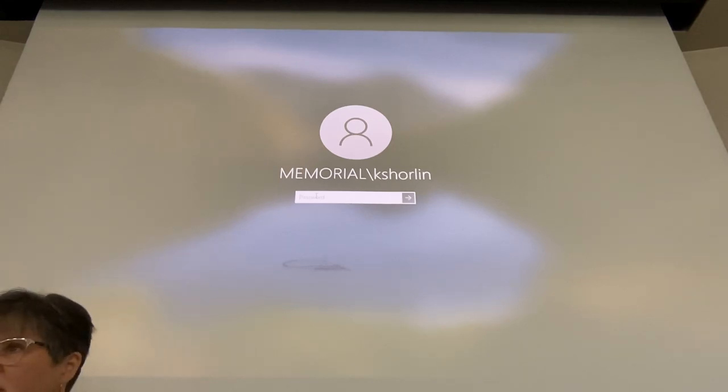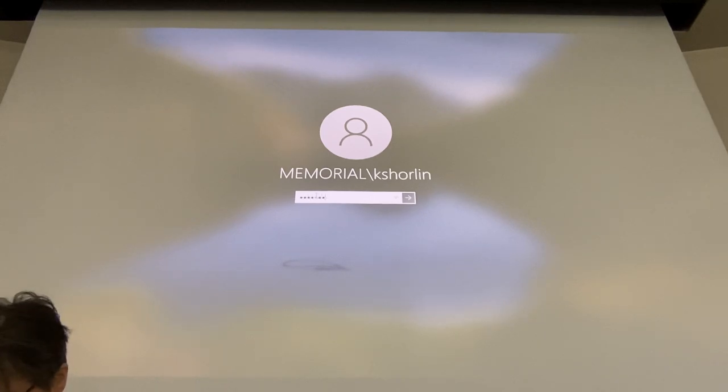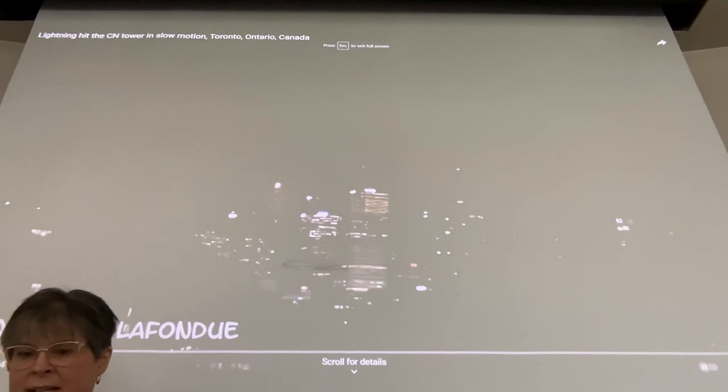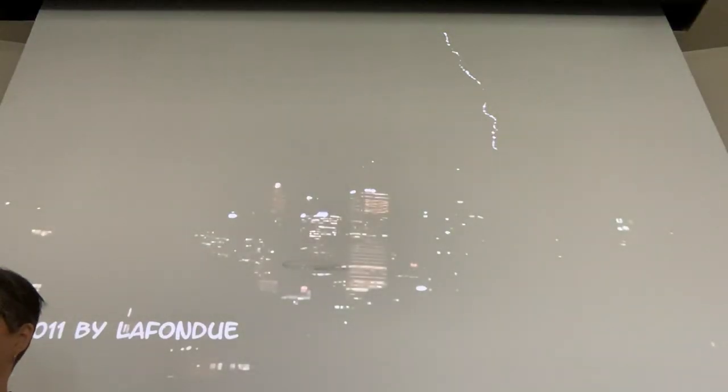Anybody have a lightning rod in their house? I'm thinking probably not here in Newfoundland. People who lived in Ontario probably did. This is a video of lightning hitting the CN Tower. It's kind of cool, the lightning hit the CN Tower like 40 times in a row in this storm. Colloquially, people say lightning never strikes twice, and that's patently untrue. Lightning hits the same thing a lot of times.